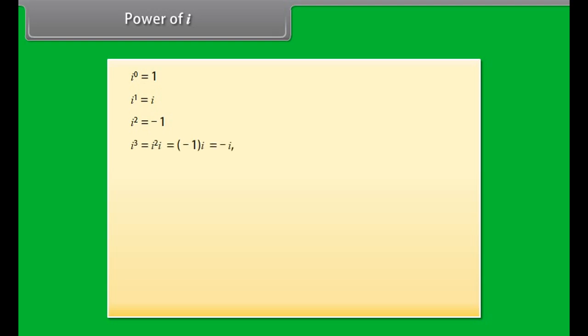Iota raised to the power 3 can also be written as iota square into iota. We know iota square is minus 1. We get minus iota. Similarly, iota raised to power 4 is equal to square of iota square, which is equal to minus 1 square, which is equal to 1. Iota raised to power 5 is equal to square of iota square into iota, which is equal to minus 1 square into iota, which is equal to iota.